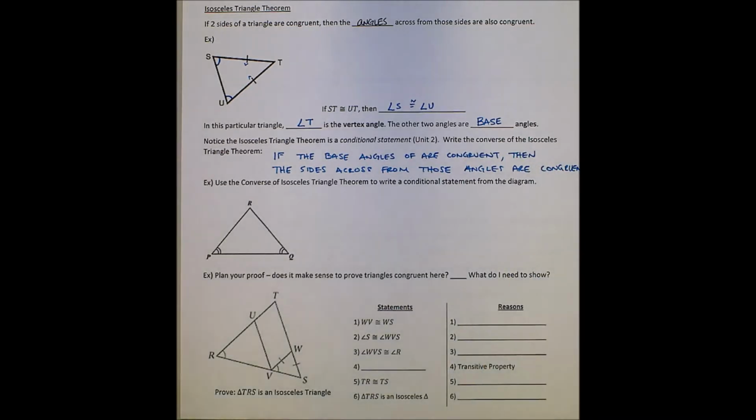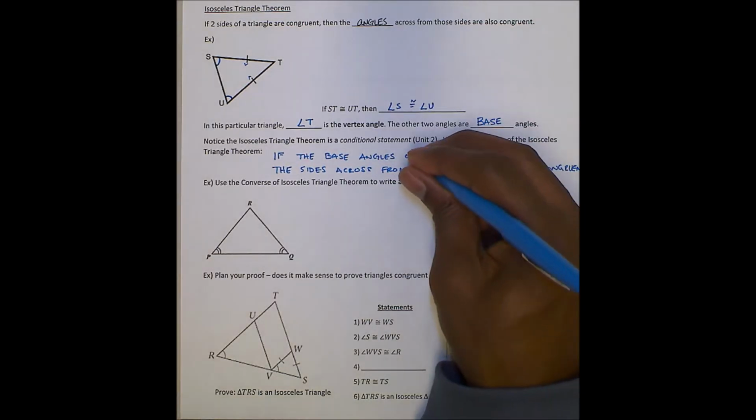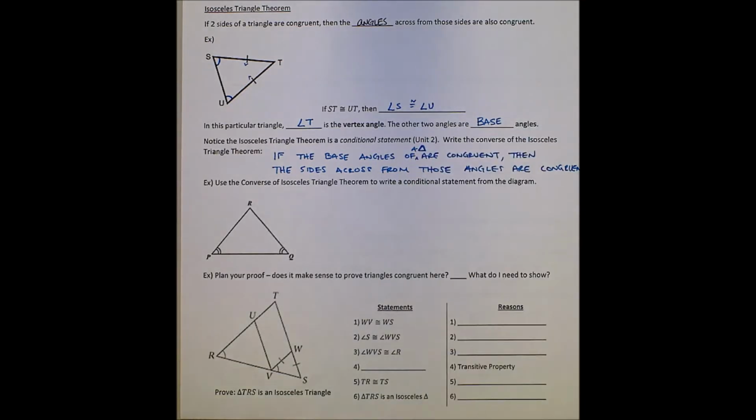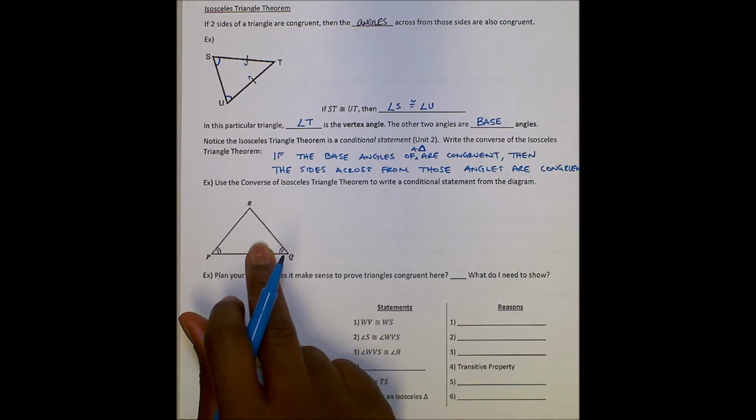If the base angles of a triangle are congruent, then the sides across from those angles are congruent. And so, using the converse, let's make a statement.